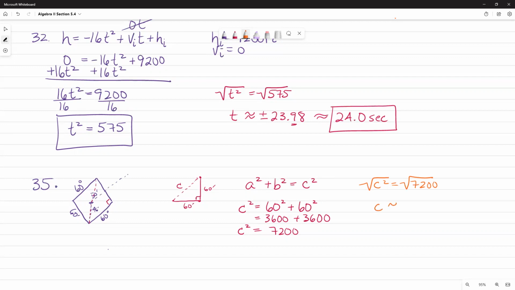is approximately 84.85. So I'm going to round that to 84.9 feet. So it is approximately 84.9 feet from home to second base. And that's it. Okay, so that covers the problems that I asked you guys to do for homework. Hopefully y'all were able to figure those out. Let me go ahead and work on the others for anybody who was not here on Monday.